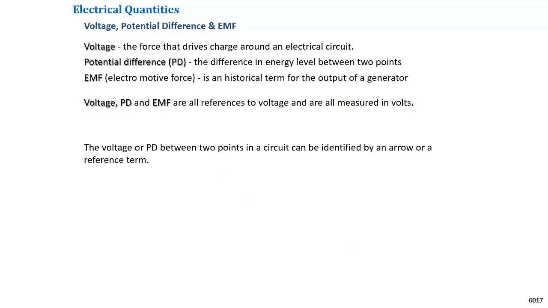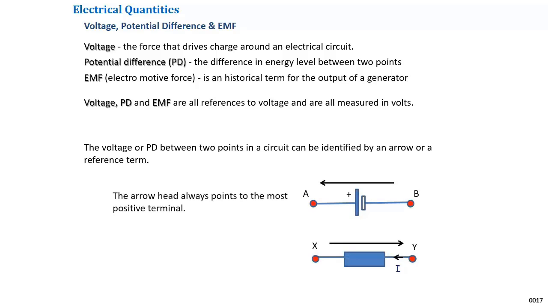The voltage or potential difference between 2 points in a circuit can be identified by an arrow or a reference term. If an arrow is used, it will always point to the most positive terminal. So in the first diagram, the arrow is pointing to the terminal A, and in the second, the arrow is pointing to the terminal Y.